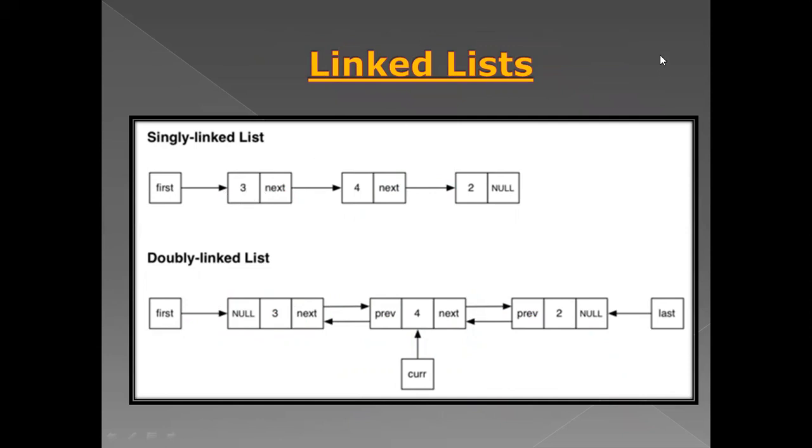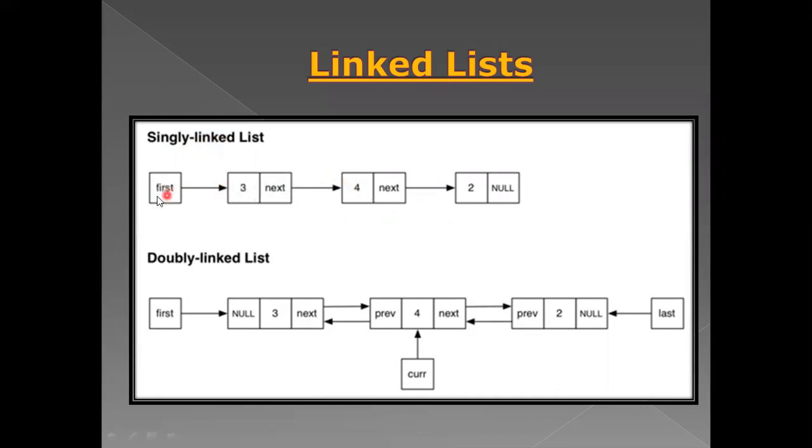This is one node. It consists of two things: one is the info, and the other is the address part. The address part contains the address of the next node. The name itself signifies it is a linked list, meaning two nodes are linked together.